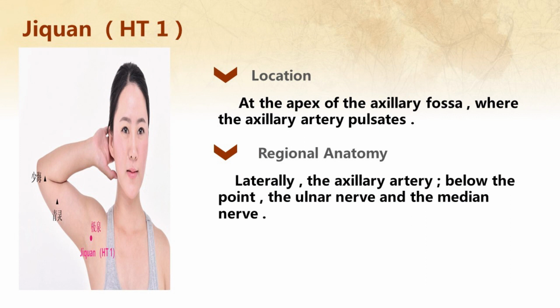The first point is Jiquan. The acupoint is located at the apex of the axillary fossa, where the axillary artery pulsates. The location of this acupoint contains, laterally, the axillary artery. Below the point, there are the ulnar nerve and the median nerve.